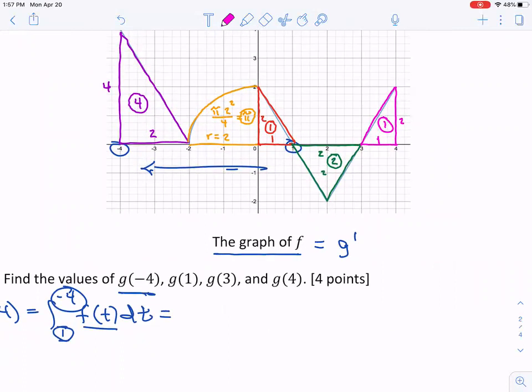So for this first one, what I have to recognize is that my lower bound, 1, is greater than my upper bound of -4. So again, I can think of this as integrating from right to left.